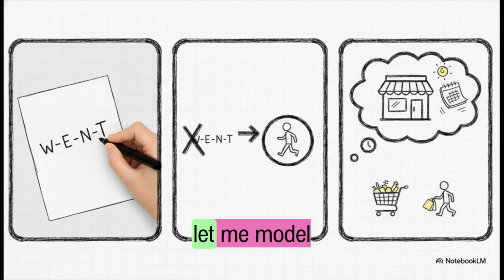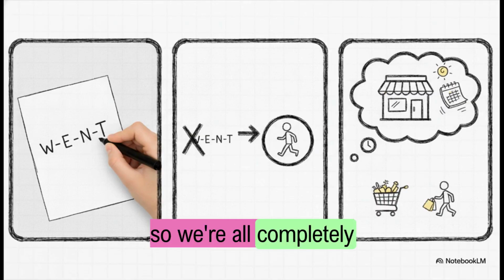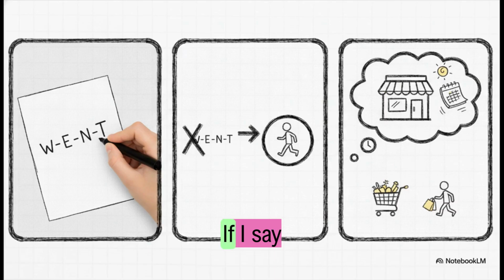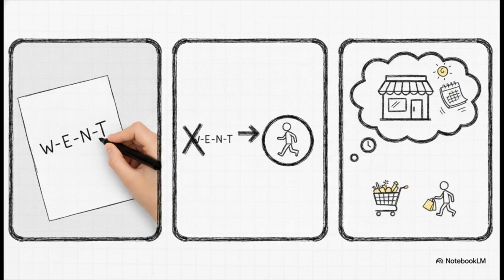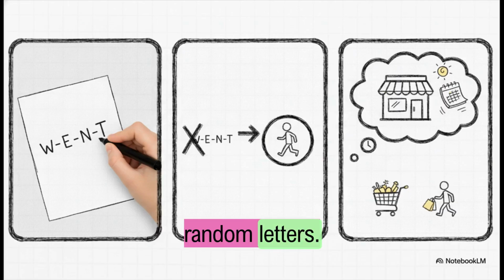Before I start the clock, let me model this for you so we're all completely on the same page. If I say the word went, you would first spell it out. W-E-N-T. Then you tell me the base form, which is go. And finally, construct a sentence, like, yesterday I went to the store. See? Super simple. We're not just memorizing random letters, we're bringing the word to life instantly. All right, get a pen ready, or just prepare to speak up loud and proud.